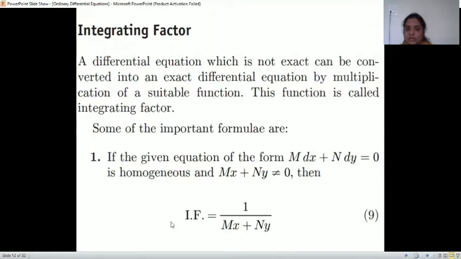So in this case, now we can check something more. That is, if your given equation mdx plus ndy equal to 0 is homogeneous, and we check mx plus ny, and if it is not equal to 0, remember, if the equation is homogeneous and mx plus ny is not equal to 0, then the integrating factor is 1 upon mx plus ny. But in what case? In such a case where the equation is non-exact.